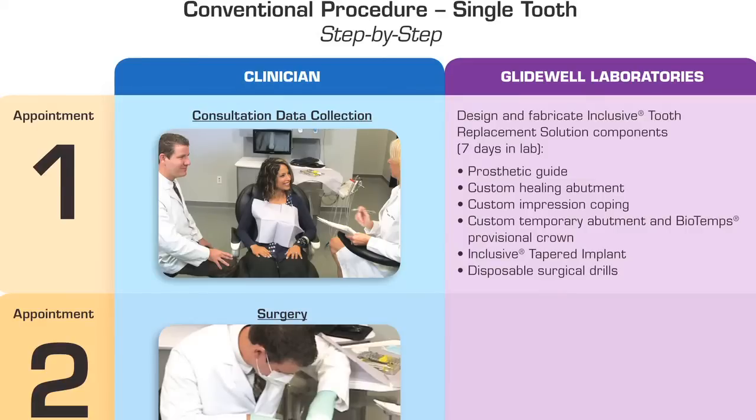A shade is selected for the biotemp, and the implant length and diameter are selected. Once this information has been gathered, the custom Gladwell Laboratories Inclusive Tooth Replacement Solution RX is completed and forwarded, along with the impressions and bite registration, to the laboratory for fabrication of your components. Then, along with the components, you will receive back a pre-populated RX for the final restoration. Once Gladwell receives your initial RX and materials, the components will be fabricated and returned to you. The turnaround time is usually about 7 days.